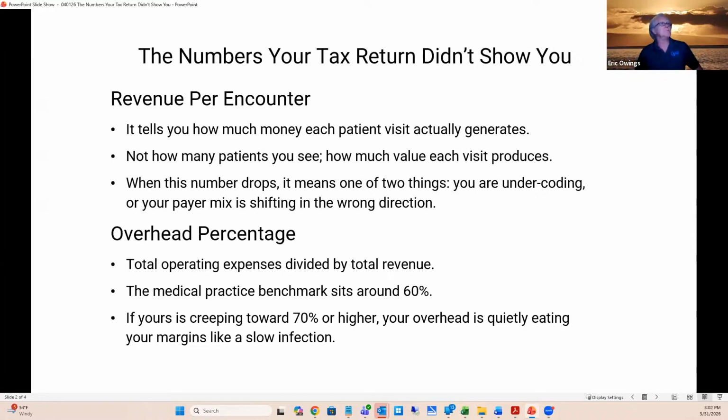The second thing is overhead percentage. That's kind of an antithesis to profit margin. Similar, but not the same. It's total operating expenses divided by your total revenue. That basically gives you an overhead number.